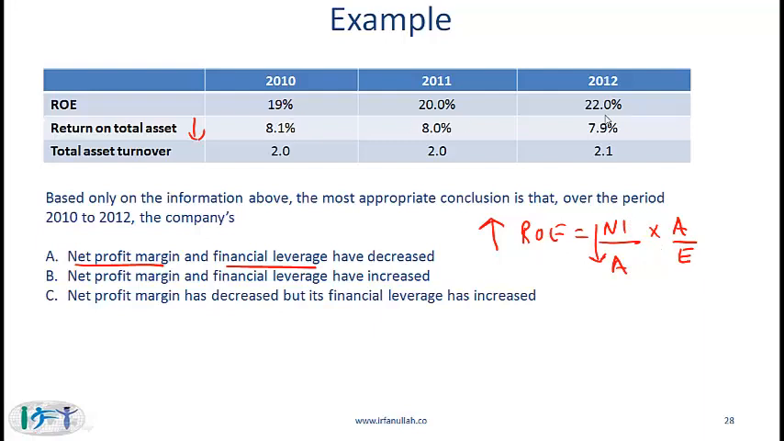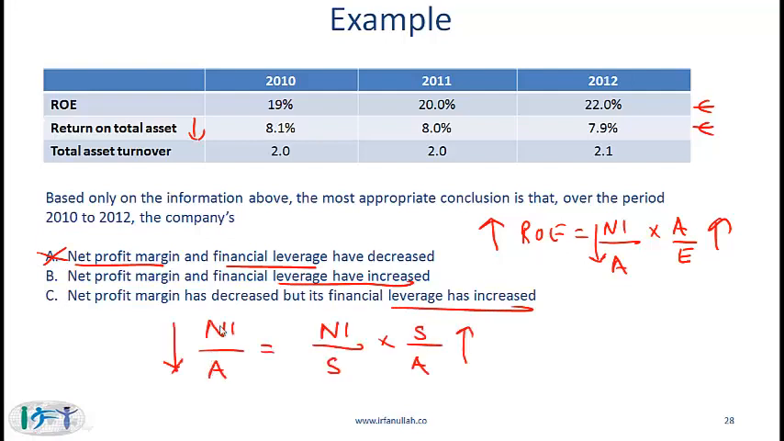Looking at the top row, we know that ROE is going up. Looking at the second row, we know that the return on total assets is coming down. Therefore, the leverage must be going up. So the financial leverage has increased. This means that we can rule out A and the answer must be B or C.